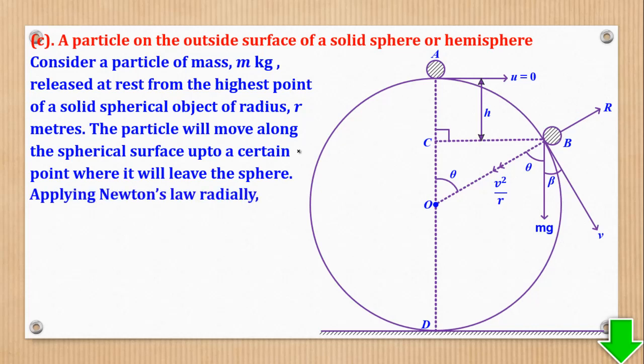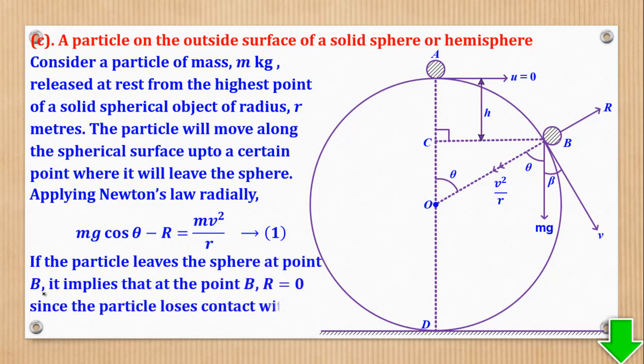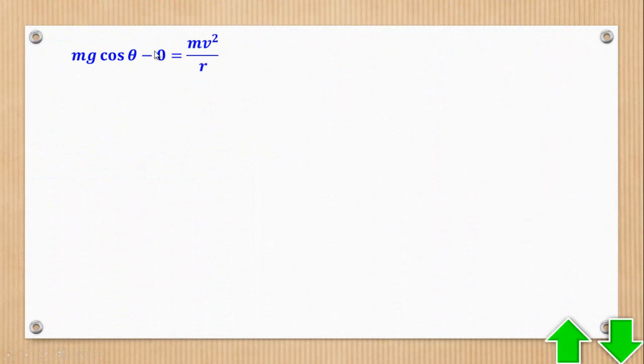So applying Newton's law radially, we shall come up with resultant towards the center. There is this component here which will be mg cos theta, and this R which will oppose, so minus R, to give you centripetal force. So if the particle leaves the sphere at point B, it implies that at that point R is equal to 0. So I shall replace R with 0, then simplify to get equation 2.